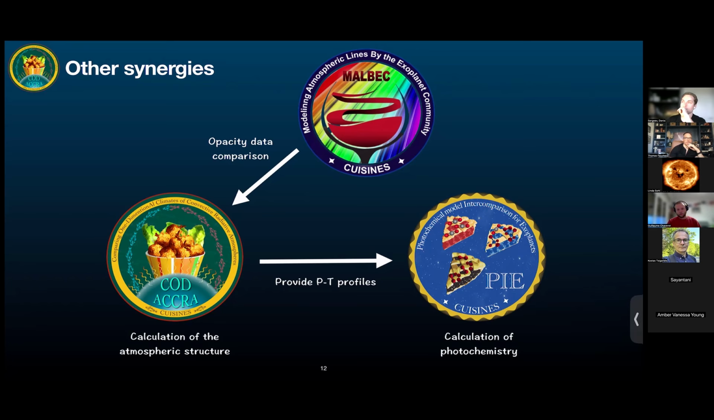I don't know if it's feasible, but it's definitely something that has been done for Malbec, not for opacity per se. I'm wondering, in the case of COD ACCRA, there are a lot of differences between the opacities and what is within the physics of a code, and both are equally important. They are going to really change the outcomes if we don't try to be more uniform in terms of opacities.